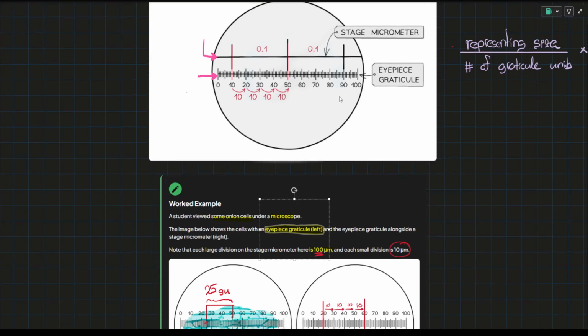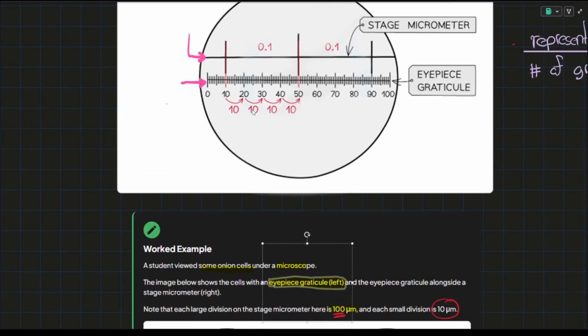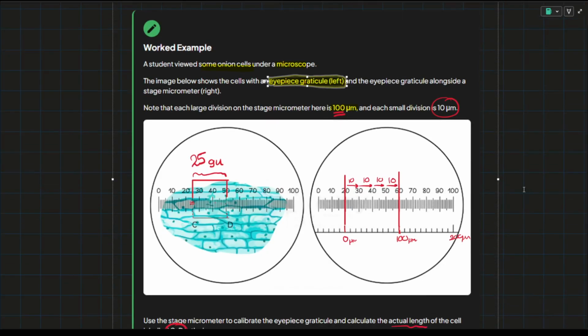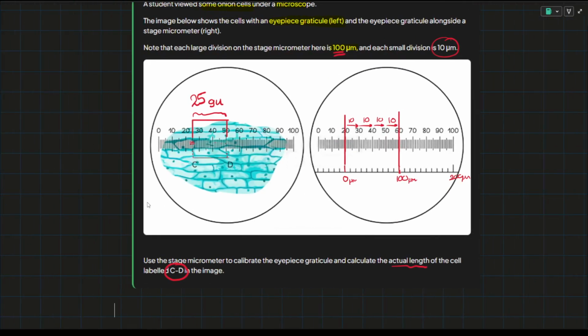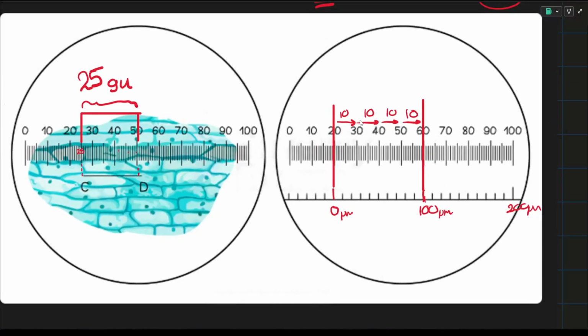Okay. Now see, typically eyepiece graticules are known for incrementing by 10, by 10, by 10. That's the idea. Okay, so here, how many 10s? 10, 20, 30, 40. So here we have a total of 40 graticule units.